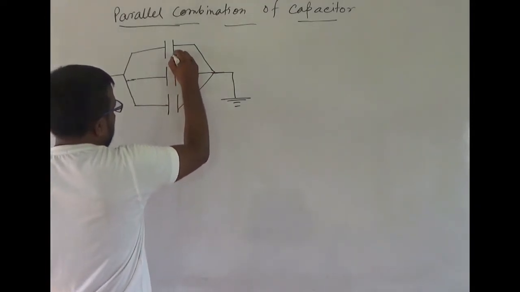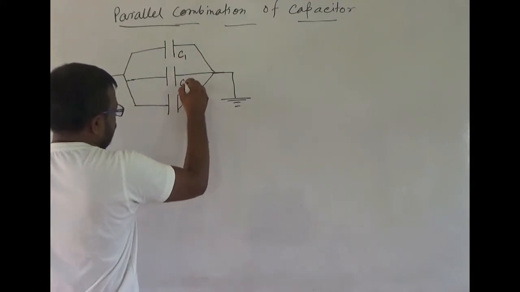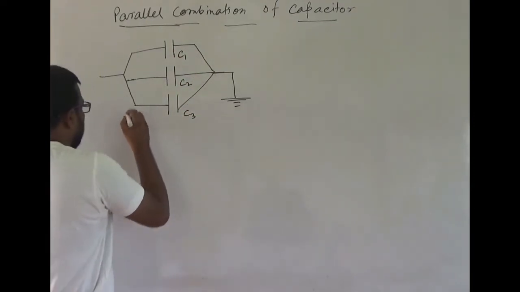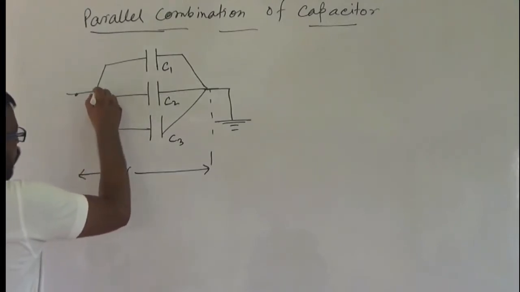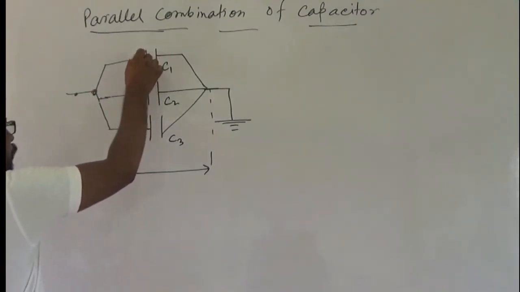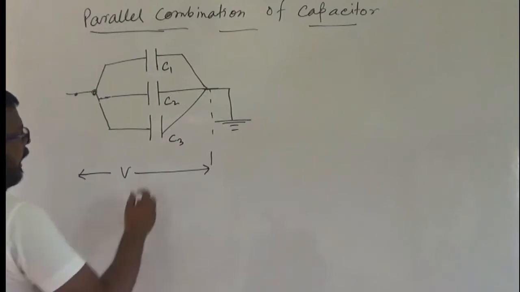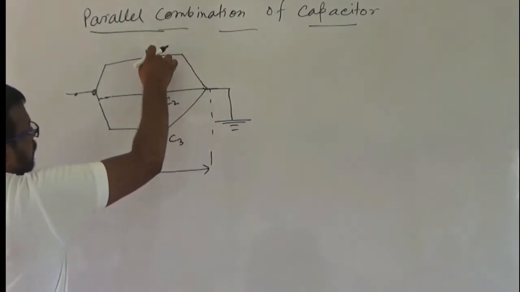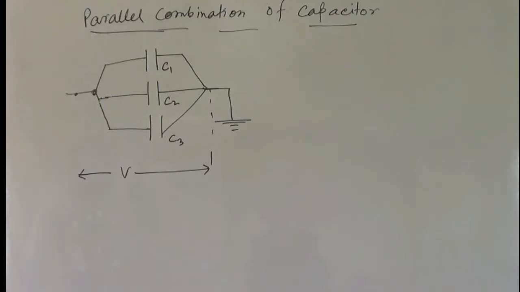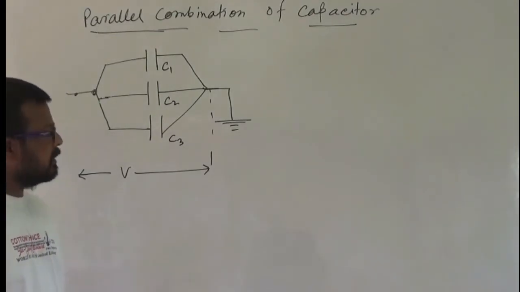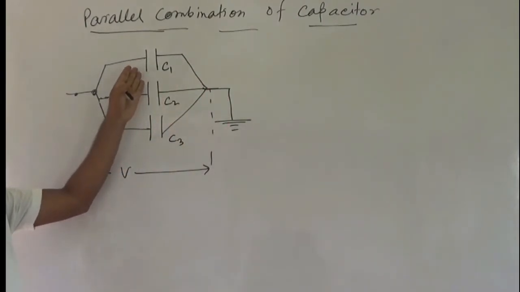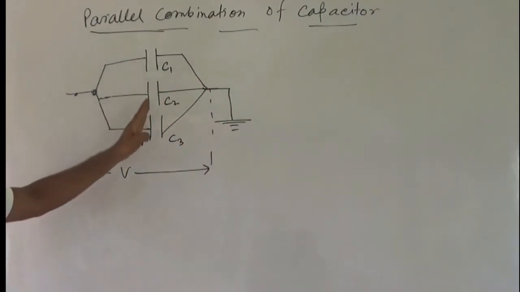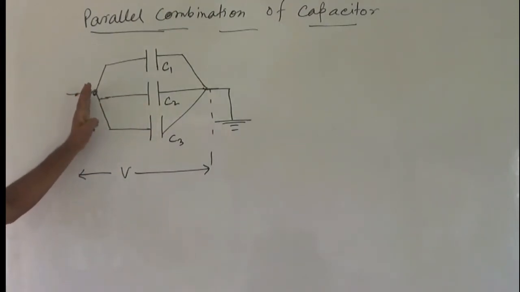Let us say the capacitance of this capacitor is C1, this C2 and this C3, and put this point to a voltage source. Since this point is common to all the three capacitances, and this point is common, that means the second plate or right plate of each capacitor is connected to a common point, and also the first plate, that is the conducting plate, is also connected to a common point.